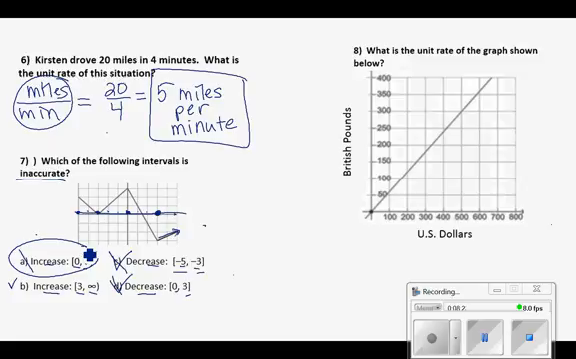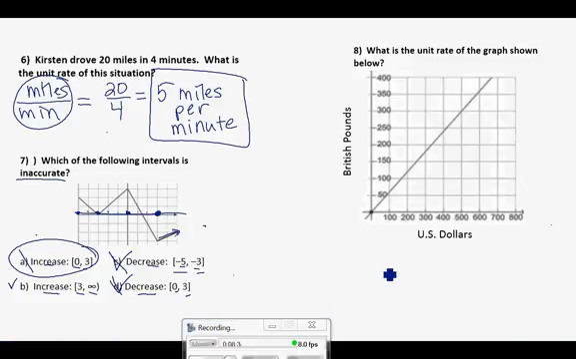Question 8. What is the unit rate of the graph shown below? We have to remember that unit rate is the same as slope, the same as constant rate of change. We're going to look at y over x, which is going to be the British over US money. And now we need to find 2 points on our graph that we can use to determine the slope.